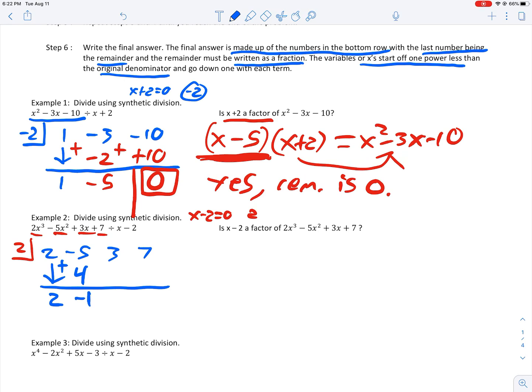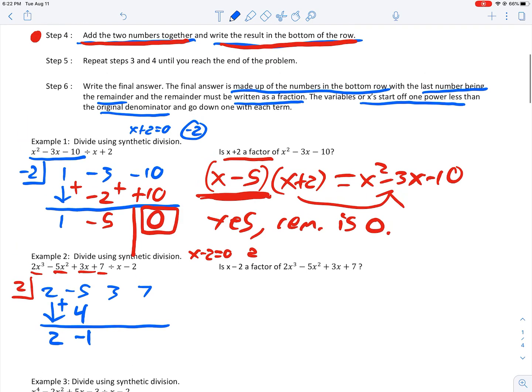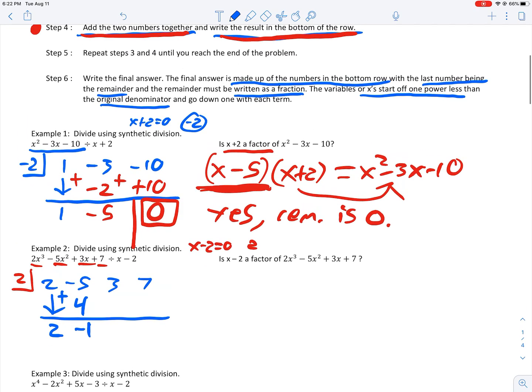So I just did step 3 and 4. So now I repeat. That's what step 5 says. Repeat steps 3 and 4. If you look up here, step 5. Repeat steps 3 and 4.